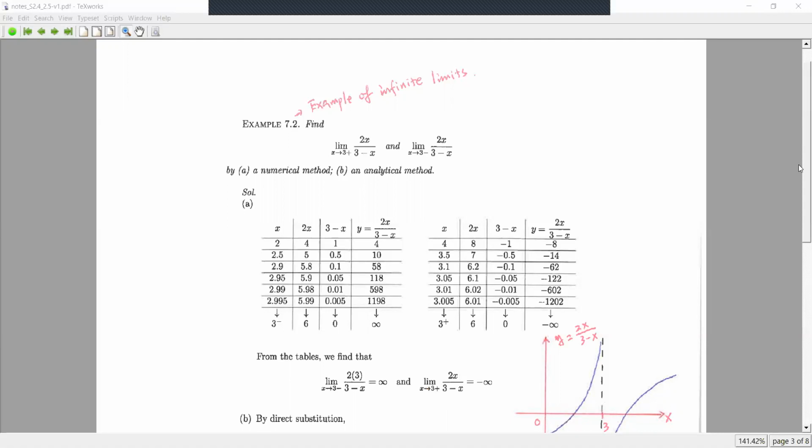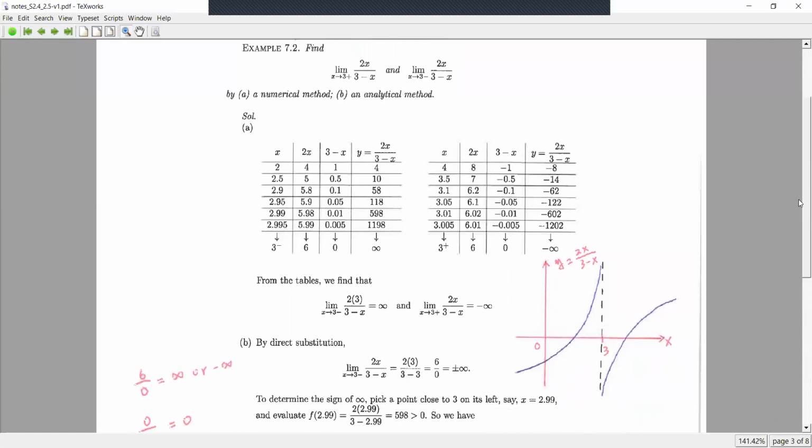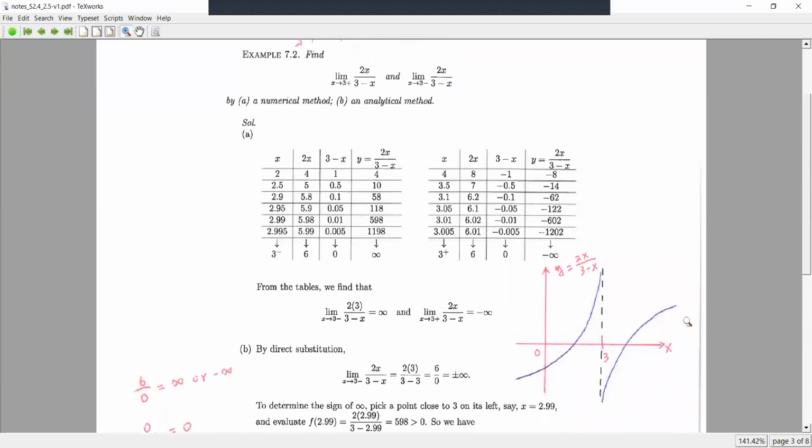A possible graph of the function is this, the blue curve. As x approaches 3 from the left side, the function approaches infinity. As x approaches 3 from the right side, the function approaches negative infinity. This vertical line is a vertical asymptote.